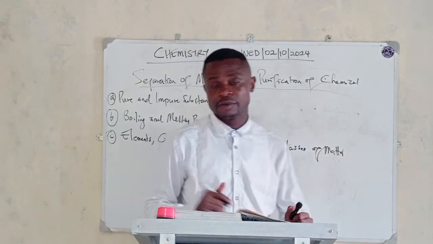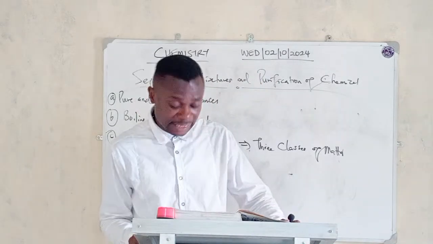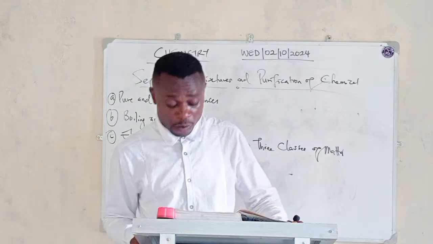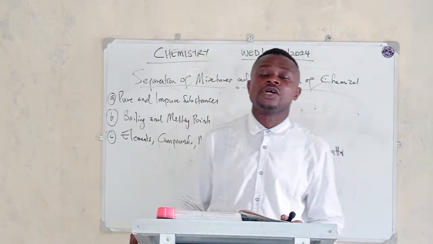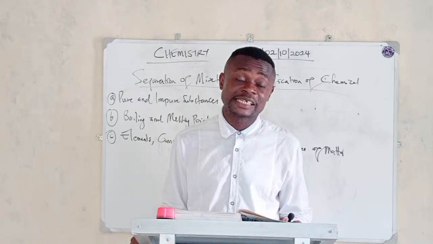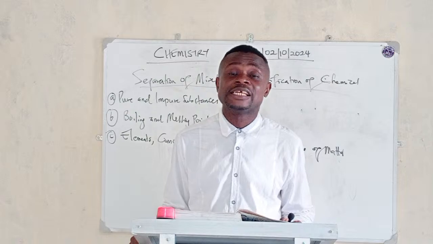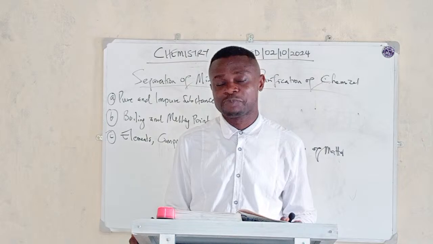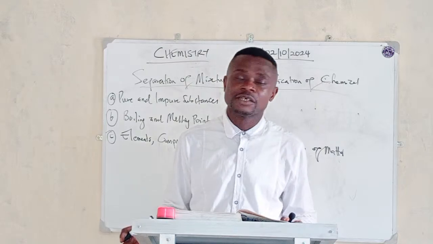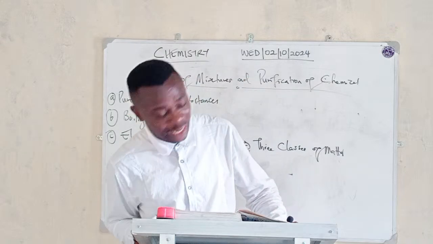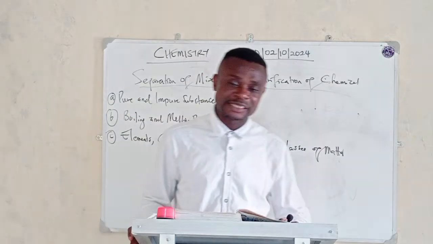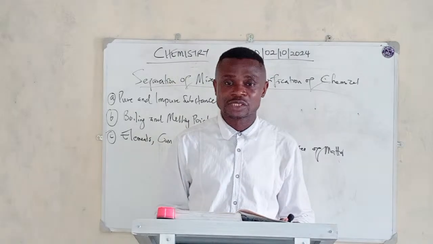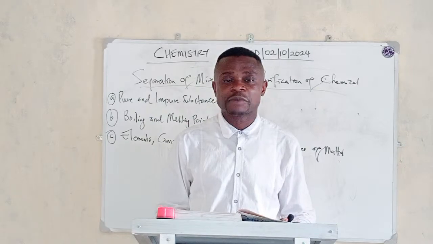What are elements? An element is a substance which cannot be split into simpler units by ordinary chemical process. So when you get to a point where the substance cannot be split into simpler units by ordinary physical or chemical processes, that is an element. An element is so very small that it cannot be split further by ordinary chemical processes.